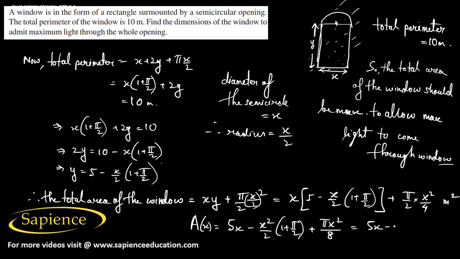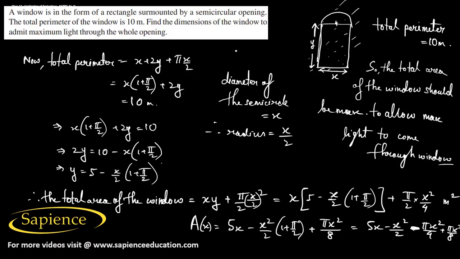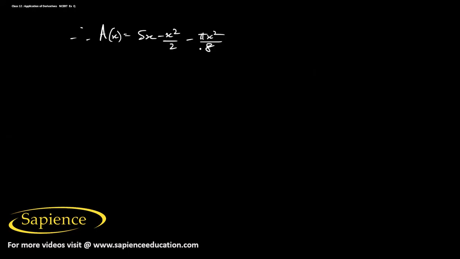So this will be 5x minus x square by 2, then plus pi x square by 4. Sorry, this will be minus pi x square by 4 plus pi x square by 8. So this I can write as minus 2 pi x square by 8, which will be minus pi x square by 8. Therefore the function A of x is equal to 5x minus x square by 2 minus pi x square by 8. So this is the area of the window as a function of x.